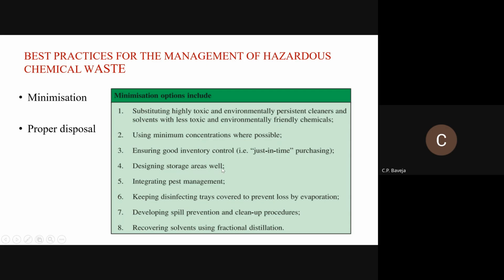Designing storage areas well. The storage area should be well designed. Integrating pest management: pest management should be there wherever you are storing chemicals. Otherwise, pests will cut the bottles and spread the chemical from one place to another. Keeping disinfectant trays covered to prevent loss by evaporation. Developing spill prevention and cleanup procedures, and recovering solvent using fractional distillation.